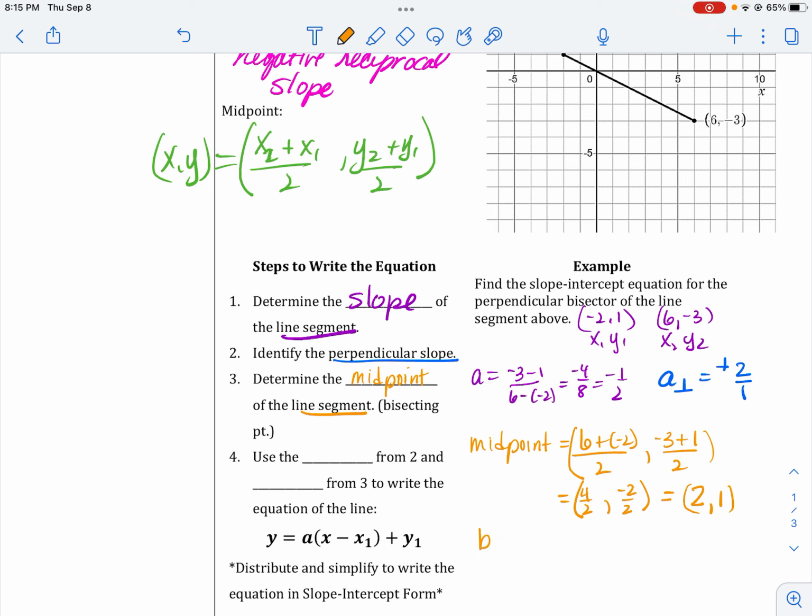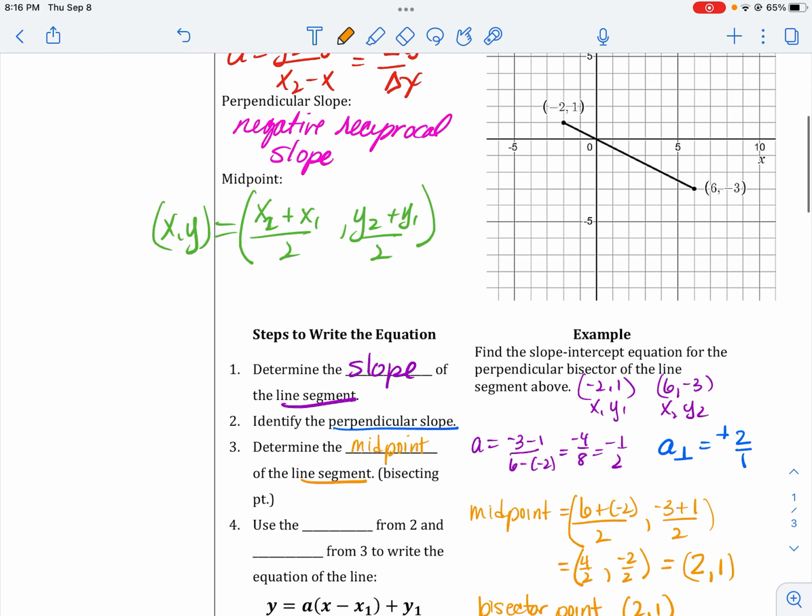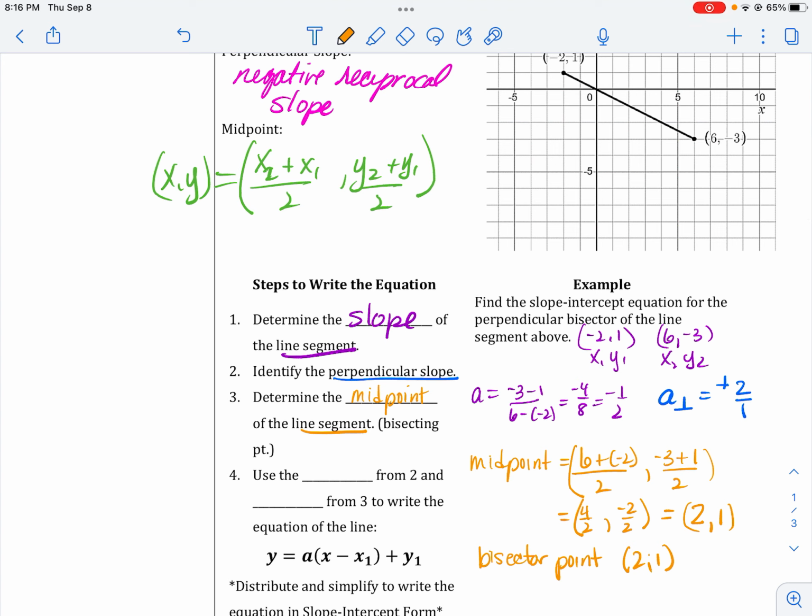That is also the bisector point. That's going to cut that line in half. So we're going to find the point 2, -1. I lost my negative. Don't do that. So over 2, -1. That point right there is our bisector point.